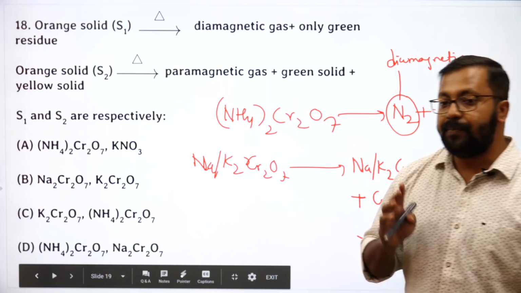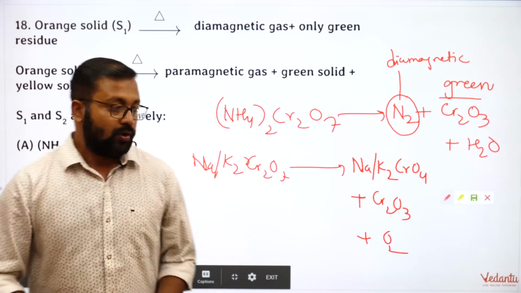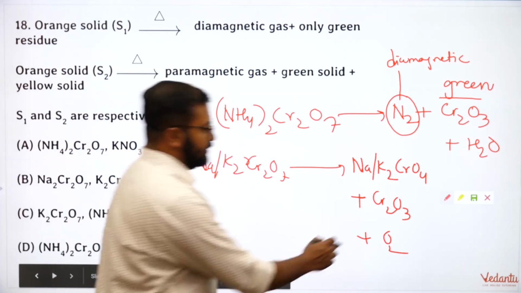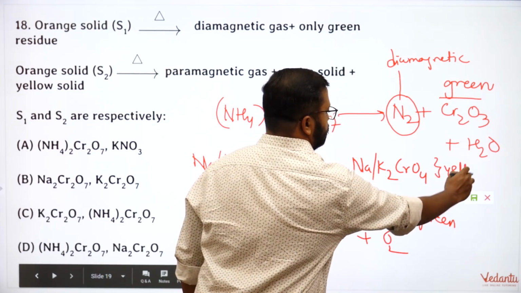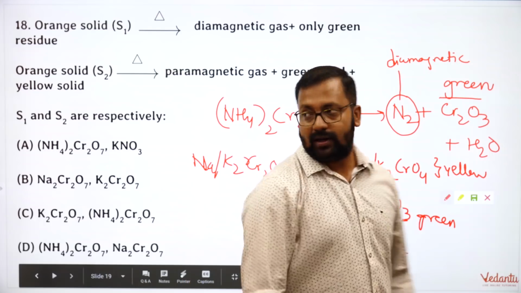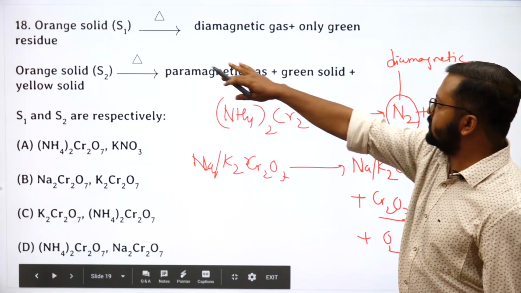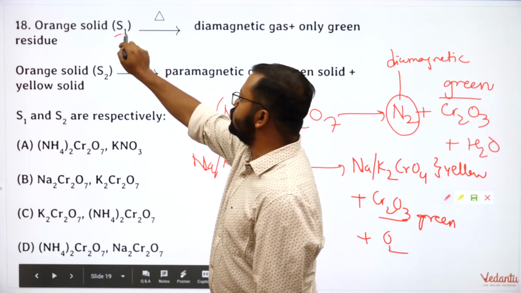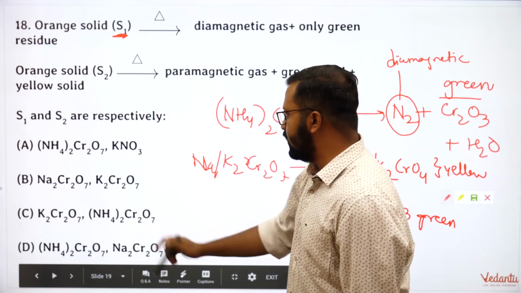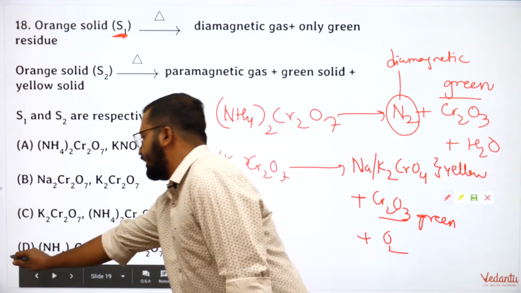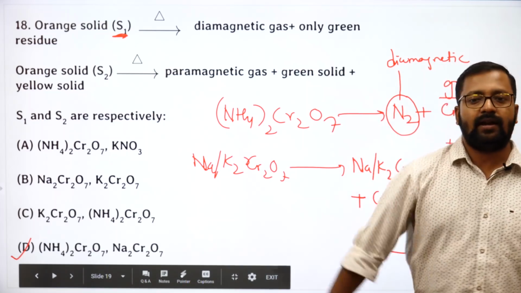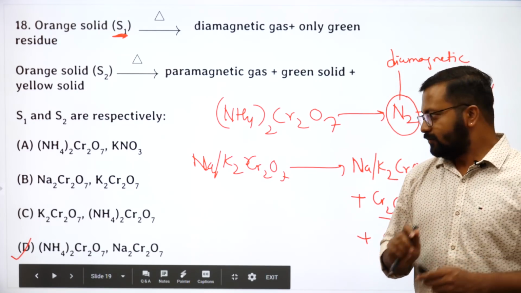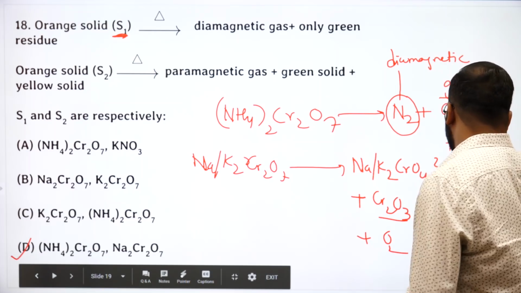Oxygen is a paramagnetic substance. So oxygen is paramagnetic. This is green and this should be yellow. So our answer for this orange color is diamagnetic. So the S1 should be ammonium, and nitrate हो नहीं सकता. The right answer is D. Even if you solve the first one, you'll get the right answer. Okay, let's move on to the next question.